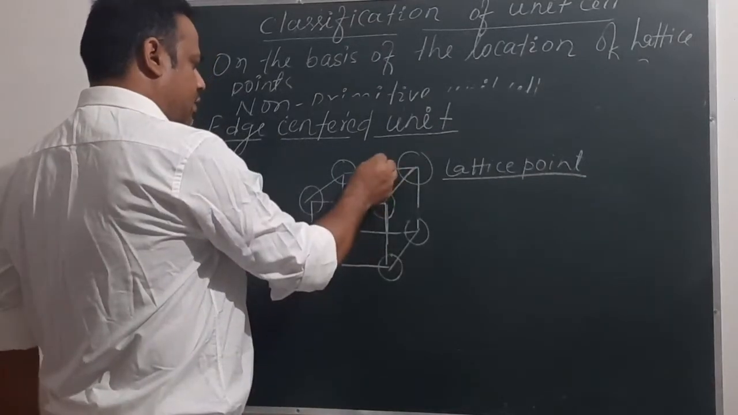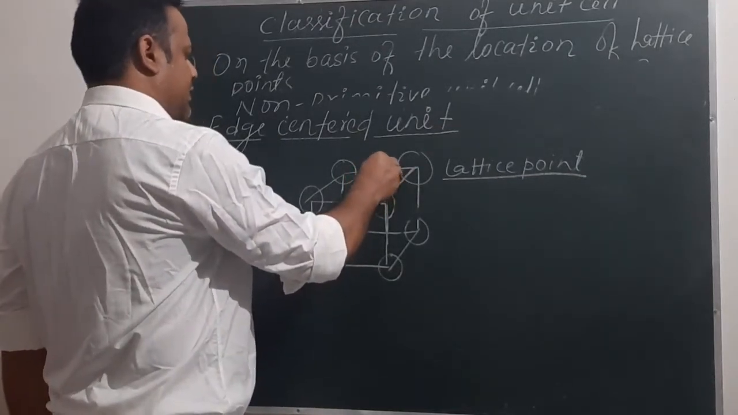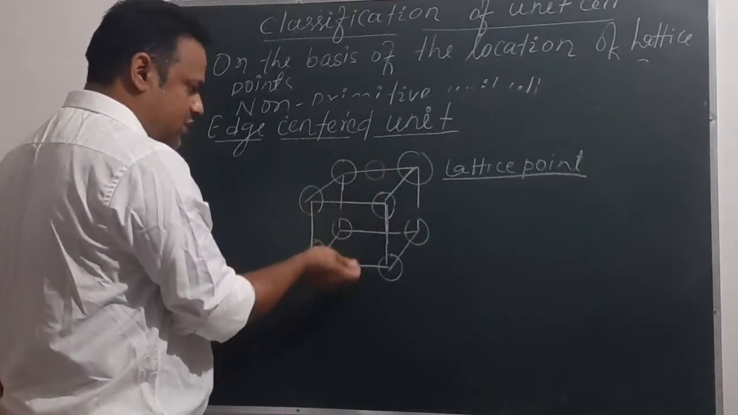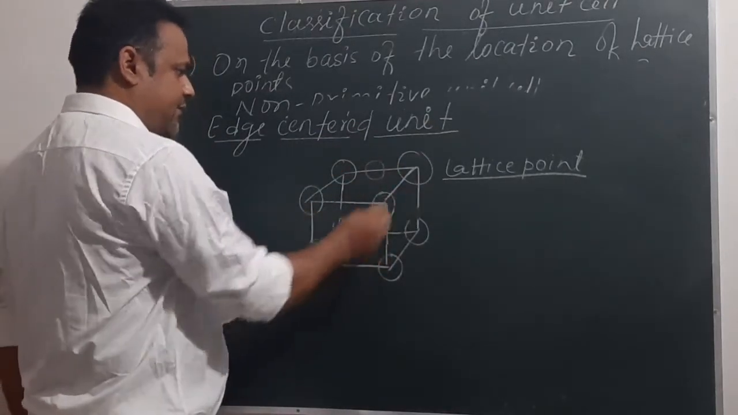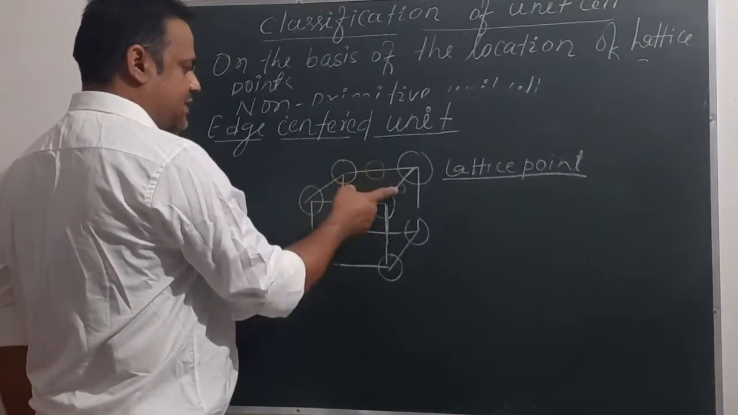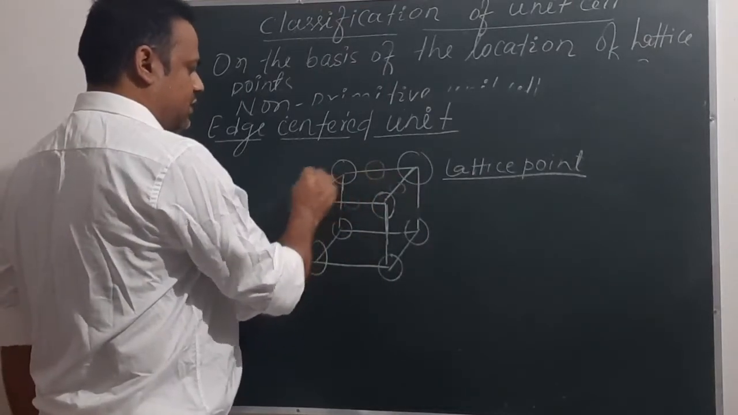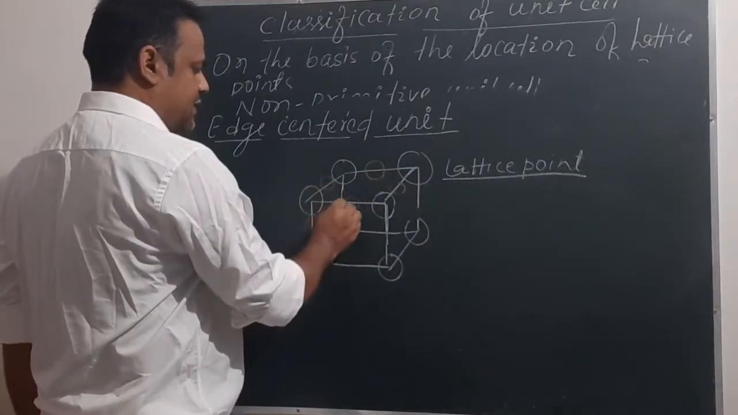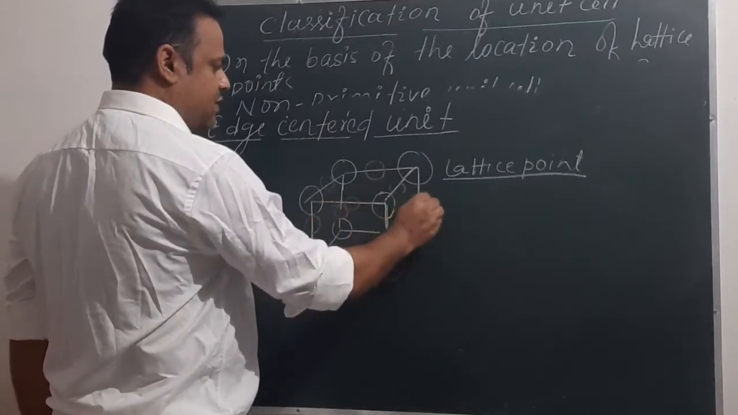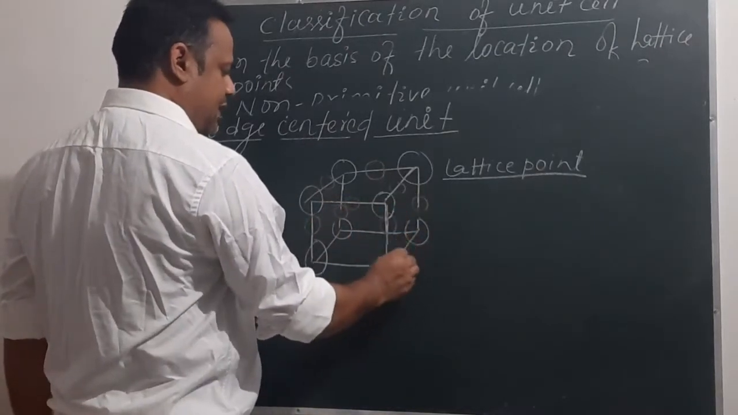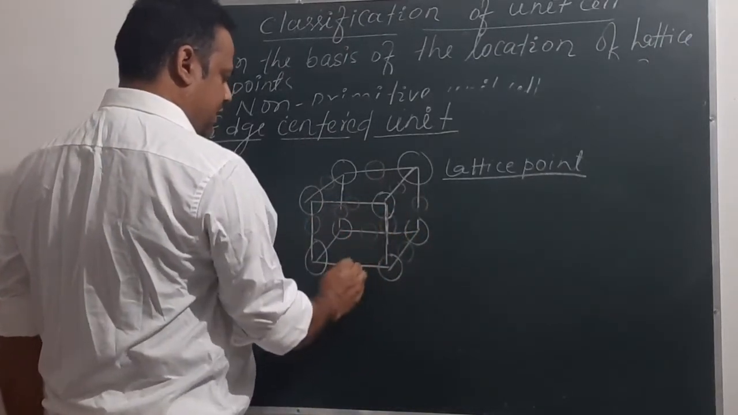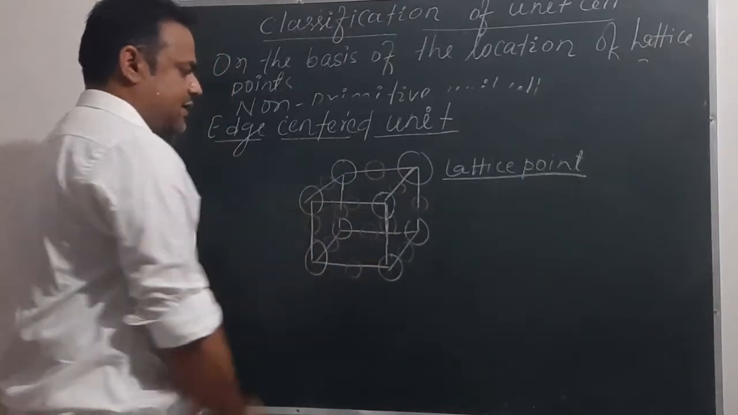So how many edges do we have? We have a total of 12 edges: 4 upside, 4 downside, and 4 vertical edges. So first edge, second, third, fourth, fifth, sixth, this one is seventh, eighth, ninth, 10th, 11th, and 12th edge.